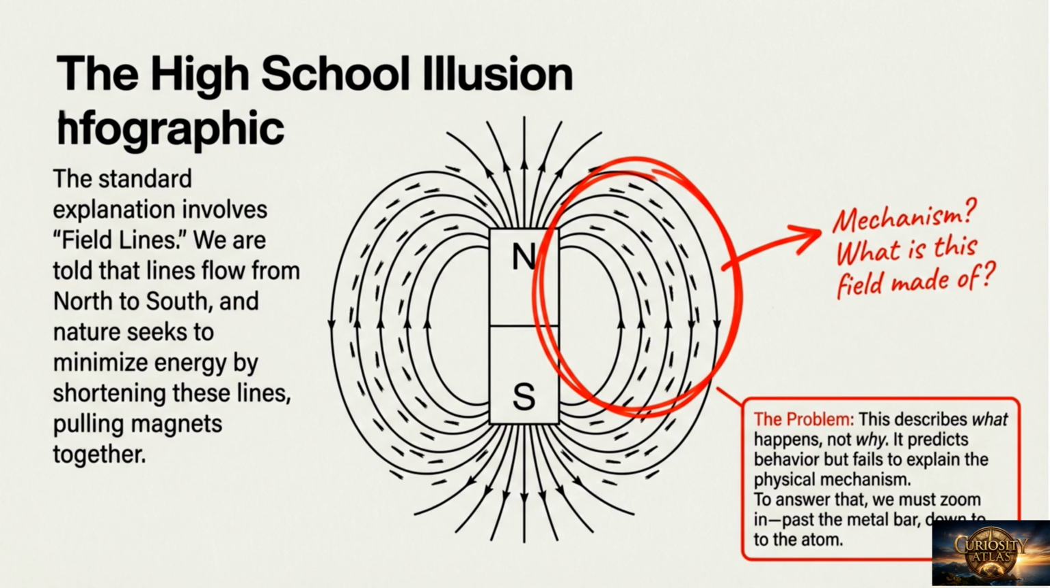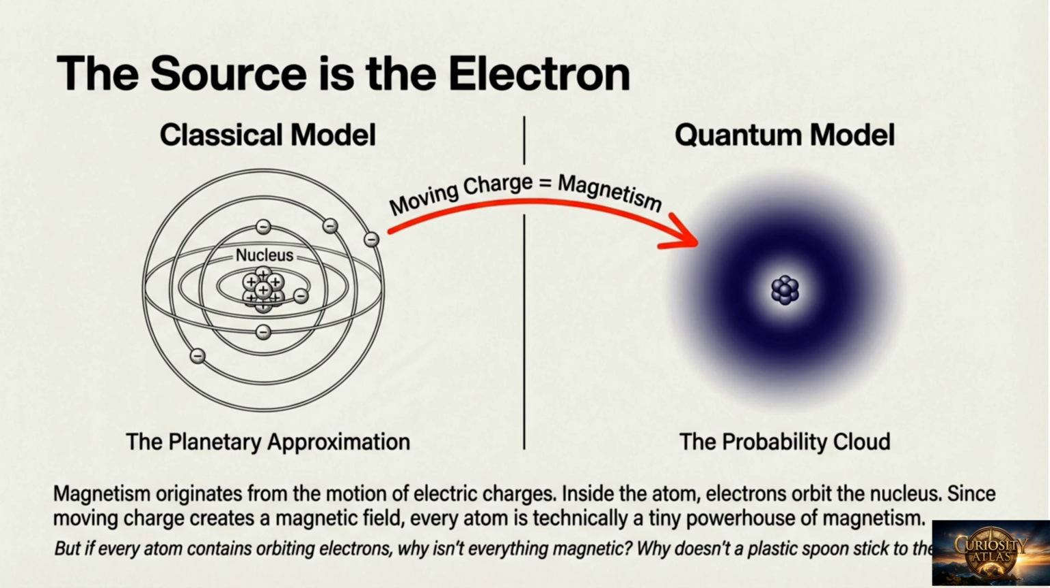To understand the why, we must zoom in past the metal bar, down to the atom. The source of magnetism is the electron. In the classical model, electrons orbit the nucleus, and moving charge equals magnetism. However, if every atom has orbiting electrons, why isn't everything magnetic? This leads us to the quantum model.